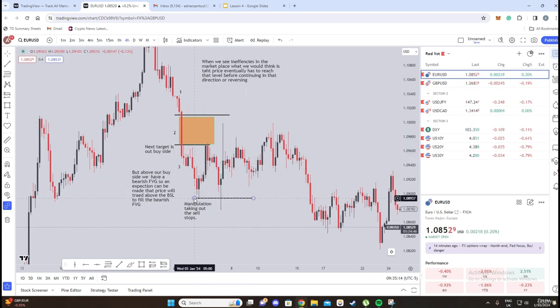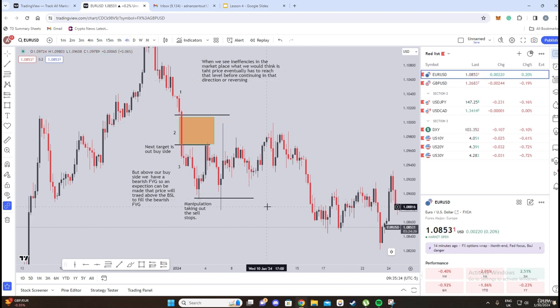So price took out the sell side, went up to the buy side, went all the way up to fill this gap. And what happened when price filled this gap? Quickly rejected price going higher and went all the way down. Not all the way down, it went down 78 pips. That's very good. This is on the 4 hour, don't forget.